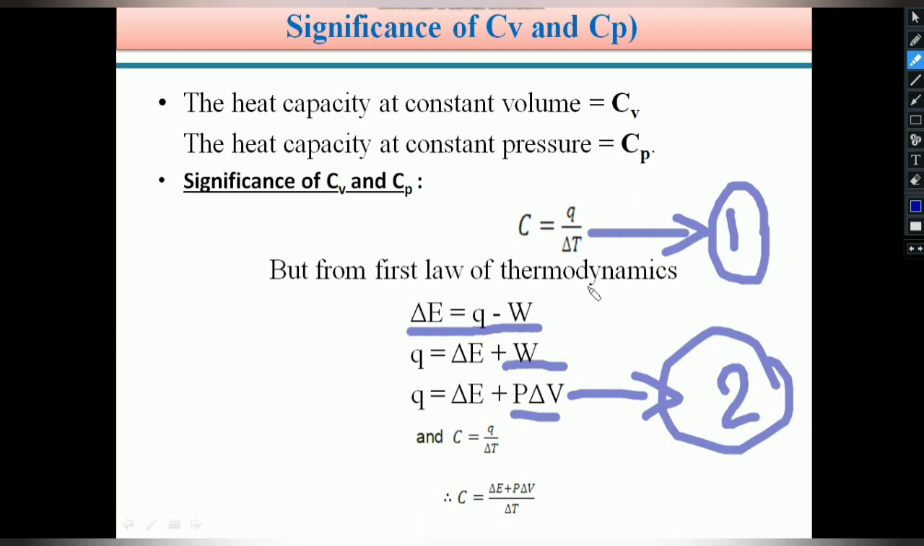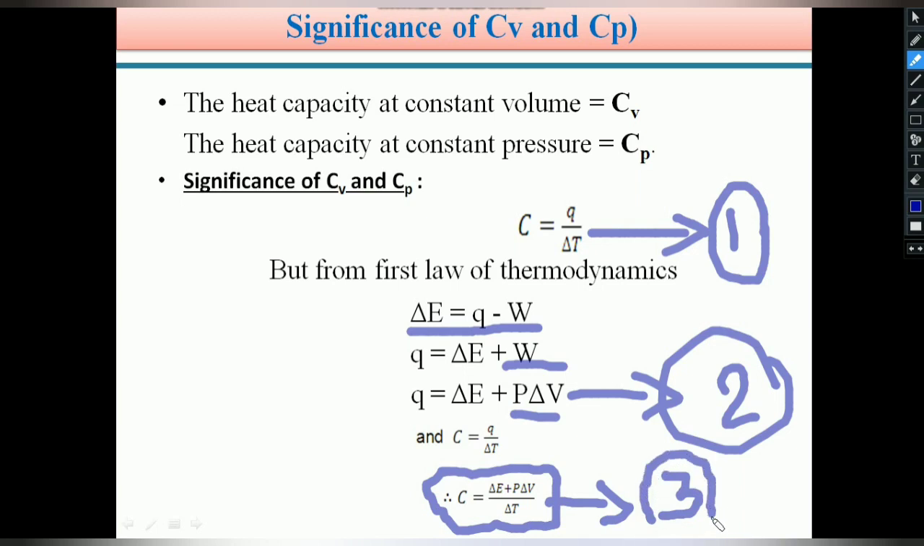We already have from equation 1, C equals Q by delta T. From equation 2, we can substitute in place of Q, delta E plus P delta V. Therefore, the equation becomes C equals delta E plus P delta V by delta T. Students, please concentrate on this. We are getting a new relation for specific heat. Let us assume this is your equation 3: C equals delta E plus P delta V by delta T.